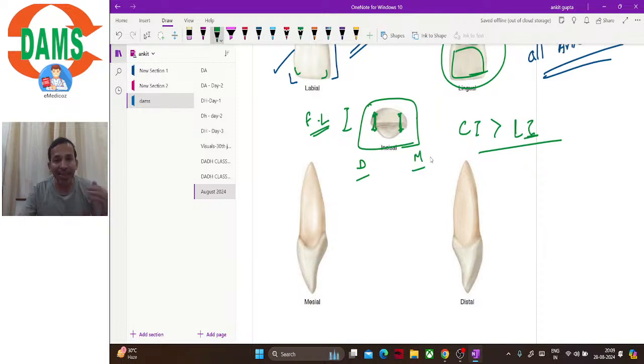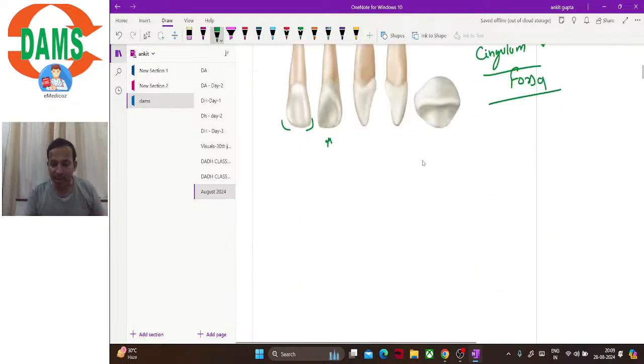But when you look at the same thing in the lateral incisor, what do you notice? Now here, this is the distal labiolingual and this is the mesial labiolingual. So what do you notice here? That the crown is thicker labiolingually on the mesial side as compared to the distal side, right?